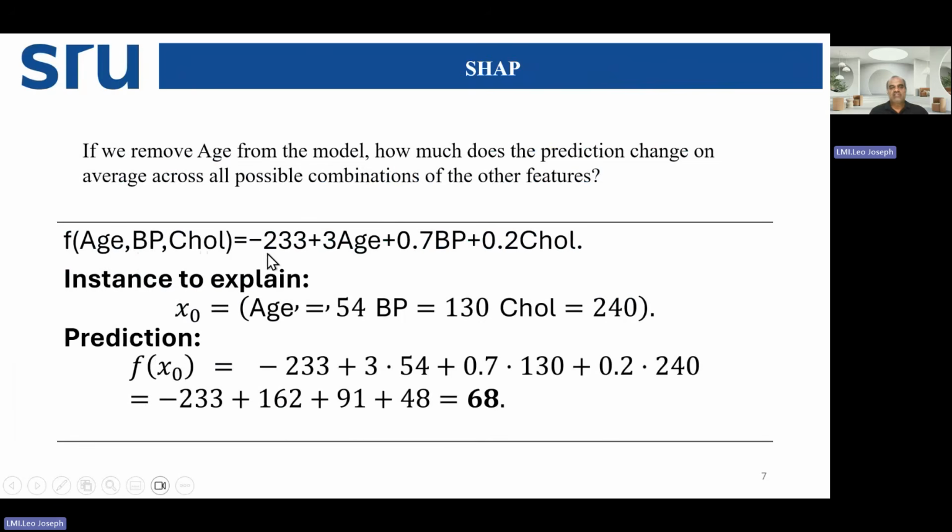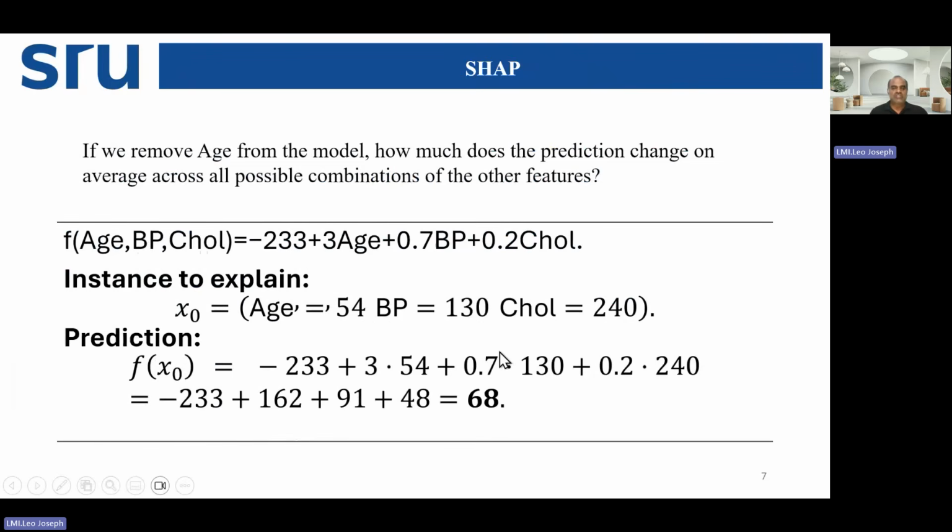Minus 233 is the base value. 3 is the weight for the age. 0.7 is the weight for the BP, and 0.2 is the weight for the cholesterol. So if you put all these things, I will get 68. Okay, so here how much contribution? This is as per the single instance we are telling. If you remove that, what happens, we are going to check now.